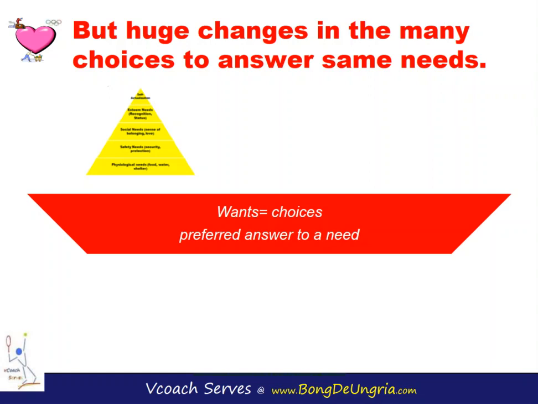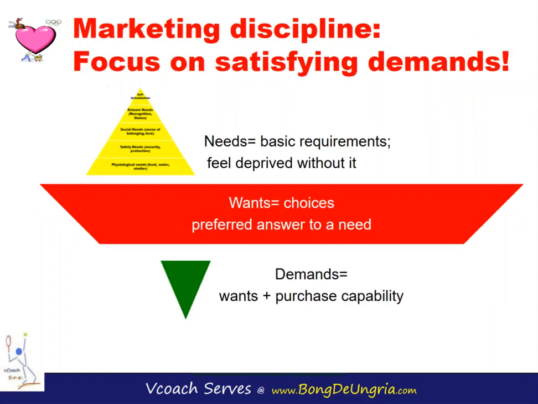And the marketing discipline is to focus on satisfying demand. Now, in this figure, demands are much smaller than wants. Not all the wants can be supported with action as far as purchase or access, which is why demands are smaller. And demand, in summary, is wants plus a purchase capability. Again, marketing is most interested in satisfying the demand.